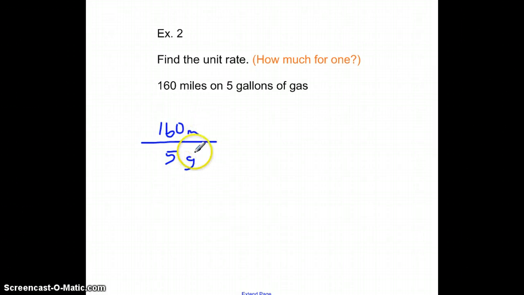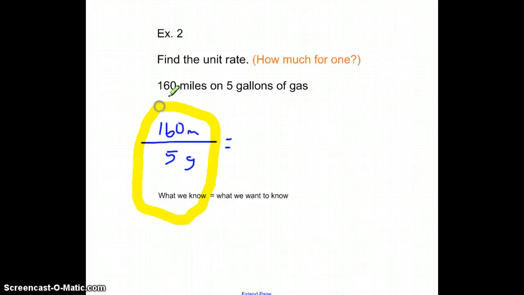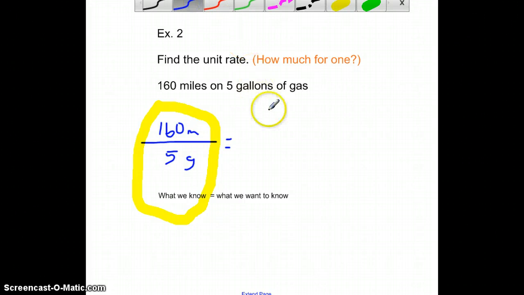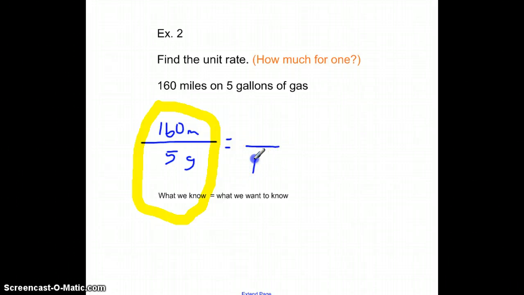We don't really need these variables. I just use them to help me remember what category I put where, because it doesn't really matter if I put miles on top or on the bottom. I just need to be consistent. This is what I know. We always talk about what we know equal to what we want to know. They give us 160 miles, 5 gallons of gas. What we want to know is how much for 1. How far can we get on 1 gallon of gas?